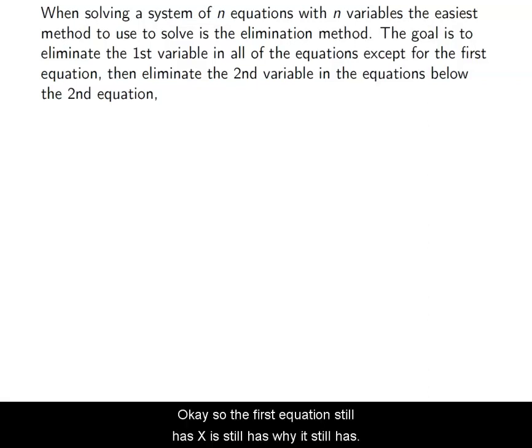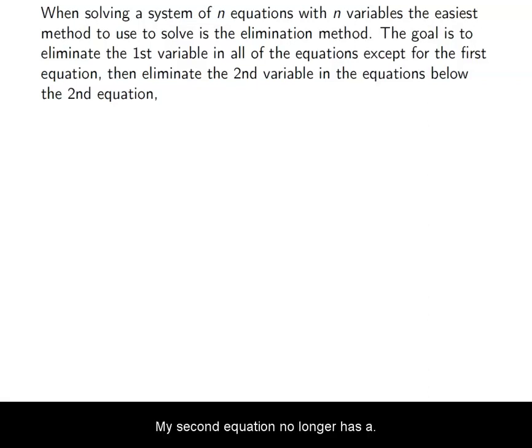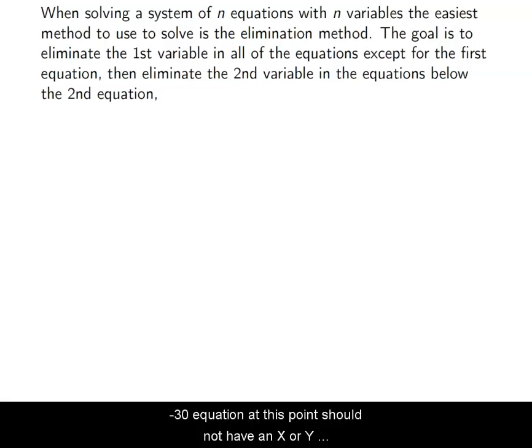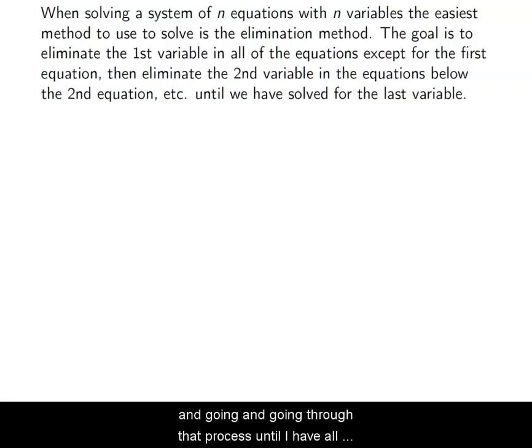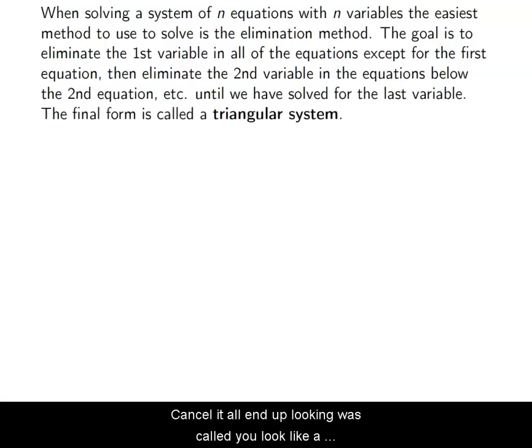Okay, so the first equation still has x, it still has y, it still has z. My second equation no longer has x, but it does have y and it does have z. My third equation at this point should not have an x or a y, but it will have a z. And if I had 10 equations, I would keep going through that process until I have only my last variable in my last equation. It'll look like a triangle, right? And so for that reason, we call it a triangular system.